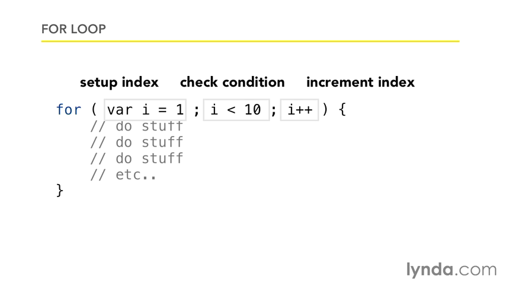The great thing about this is it's really readable. Everything about the loop is right there at the top. You don't have to look outside the loop to find the index being set up, nor do you have to scan inside the loop for the increment to make sure that's in the right place. So it's a very clear and straightforward way of setting up a loop.